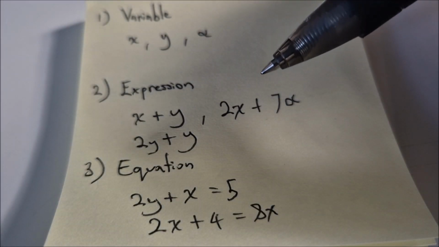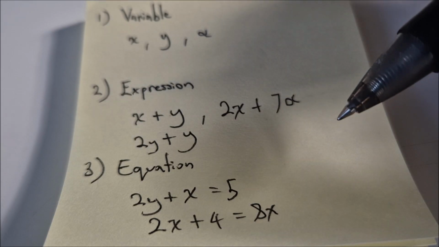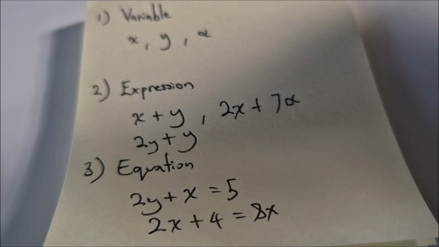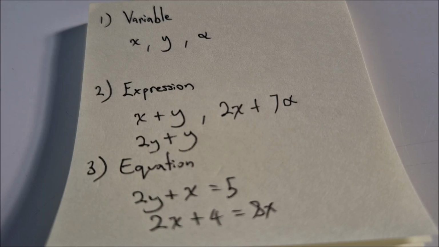There is no equal sign, and it's just a collection of variables or constants. Then you just have an expression, and a letter by itself or a symbol is just a variable.